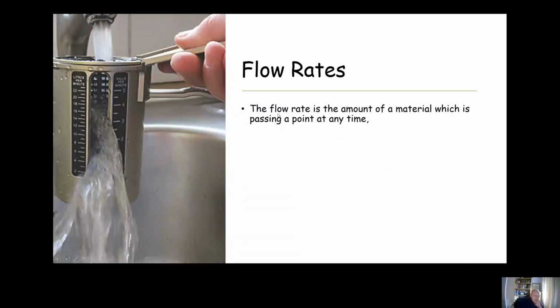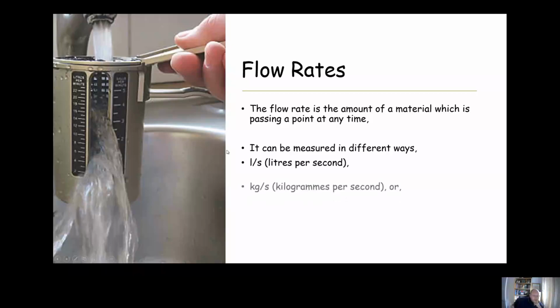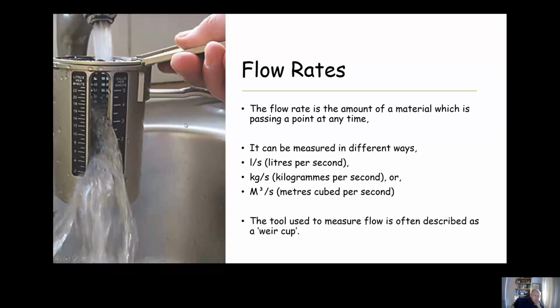So flow rate is the amount of material that passes a point at any one time. There are lots of different ways it can be measured. It can be measured in litres per second, kilograms per second, or meters cubed per second. When we measure it in plumbing, we normally measure it in litres per minute, but you can change that to litres per second by dividing the answer by 60. You can see a weir cup here, which some people call a flow cup, which can be used to measure the amount of water flowing from a tap in litres per minute, which again we could divide by 60 to change it to litres per second.